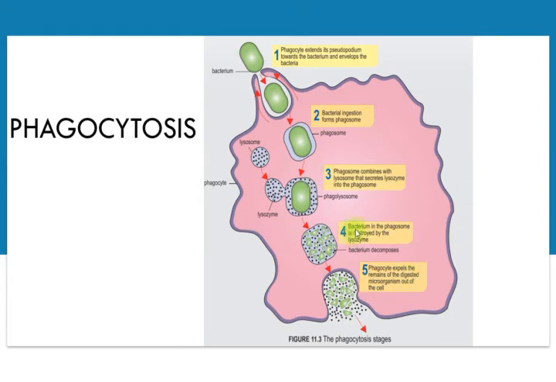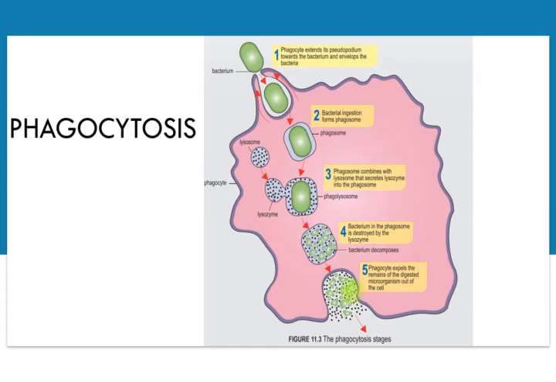Okay, number 4, the bacterium in the phagosome is destroyed by the lysozyme. And then what happened? The bacterium decomposes. It will break down. And then number 5, the phagocyte expels the remains of the digested microorganism out of the cell. Okay, those are the phagocytosis stages. I hope you can remember.